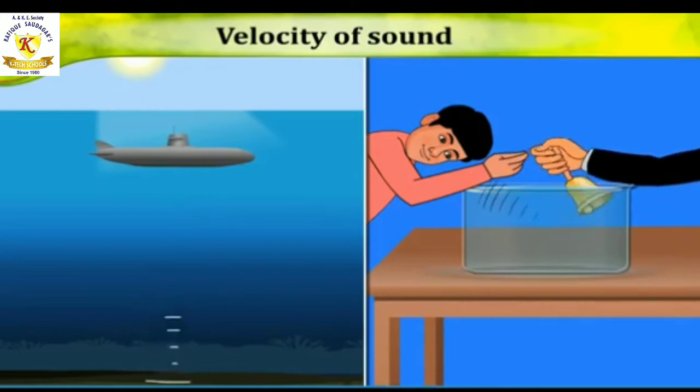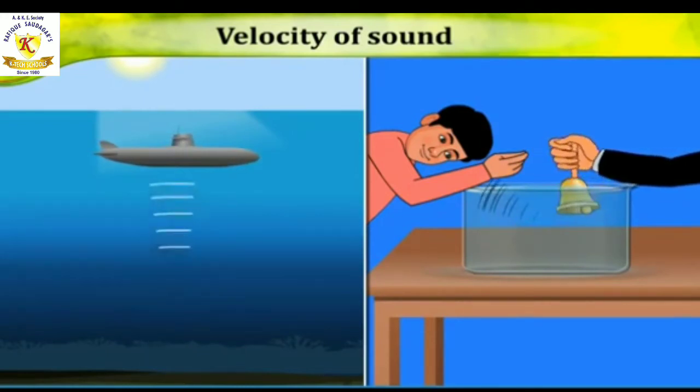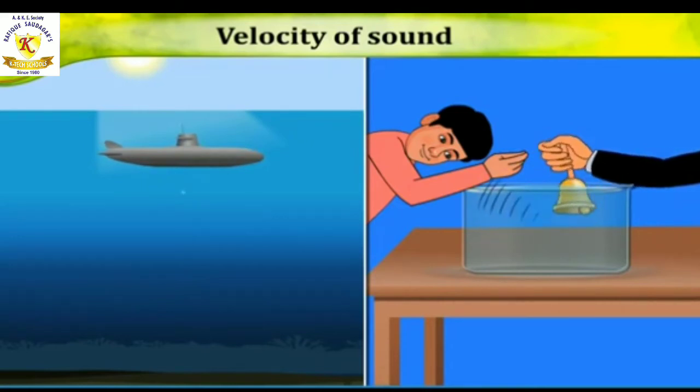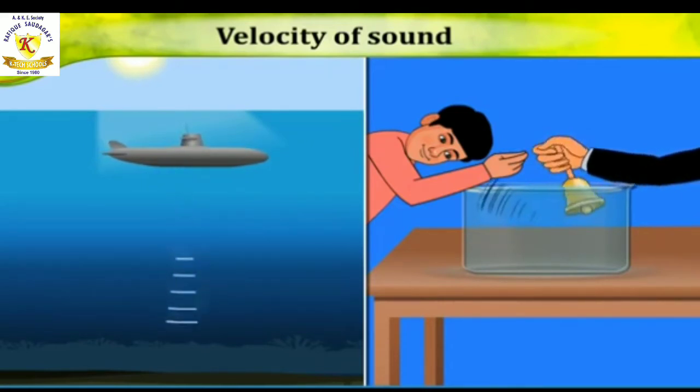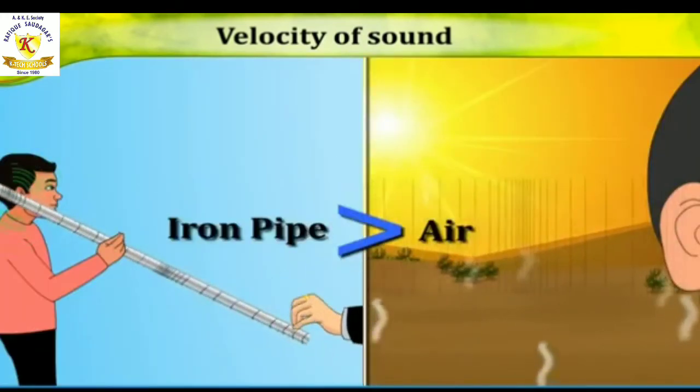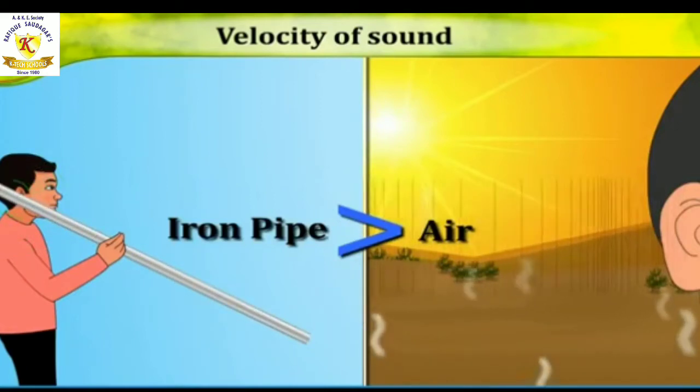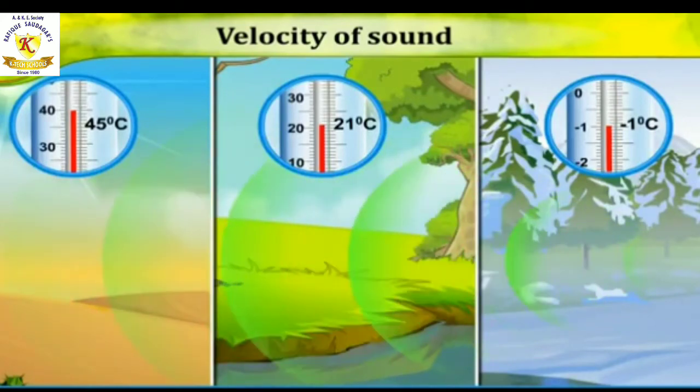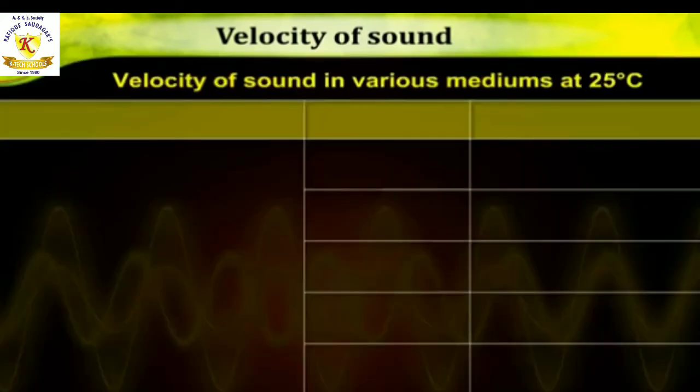The velocity of sound. In any medium at fixed physical condition, the velocity of sound of different frequencies is very nearly the same. The velocity is highest in solids and least in gases. It increases with an increase in the temperature of the medium. Now let's see the velocity of sound in various media at 25 degrees Celsius.